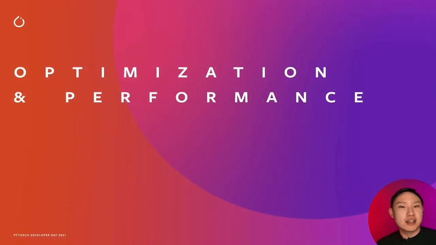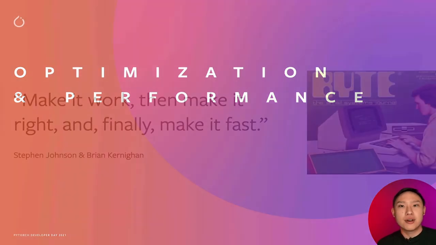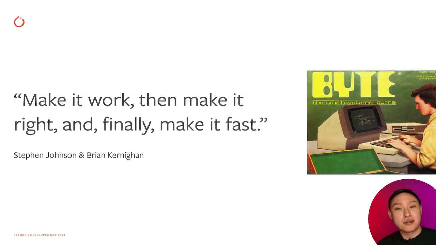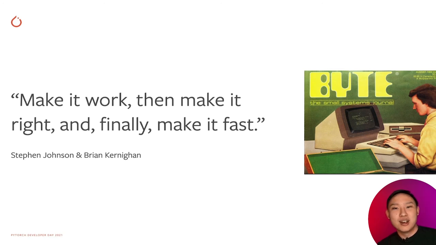Lastly, I wanted to zoom in on optimization and performance as it applies to Eager in production. So in the August 1983 edition of Byte magazine, Steven Johnson and Brian Kernighan were making the case to a skeptical audience for writing programs in their new high-level expressive programming language. They argued that iteration speed and flexibility trumped raw performance, not because performance wasn't important, but because you could always go back later and add performance. That's the idea behind make it work, then make it right, then finally make it fast. The irony of this case is that this high-level expressive programming language they were talking about was C, but I think it applies just as much to machine learning today.